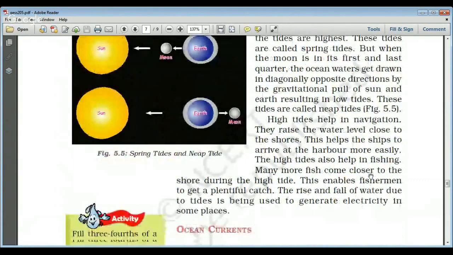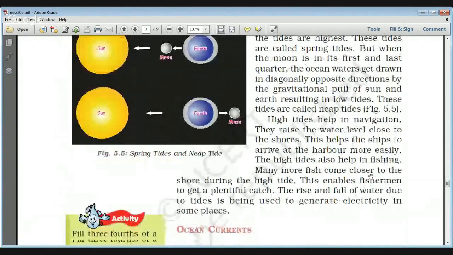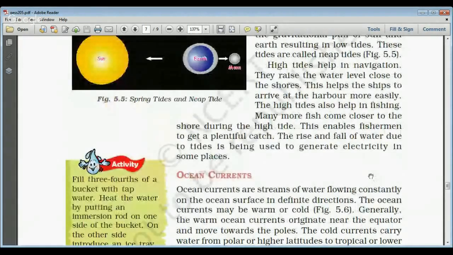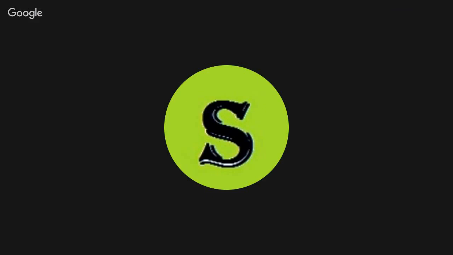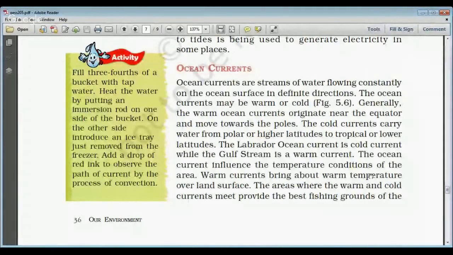And it is one type of renewable energy, and the government of India is also focusing on renewable energy. Now we'll see the third type of movement of the ocean, and that is known as ocean currents. Ocean currents are actually the streams of water that flow continuously on the ocean surface in definite directions, and they are moving with some speed.